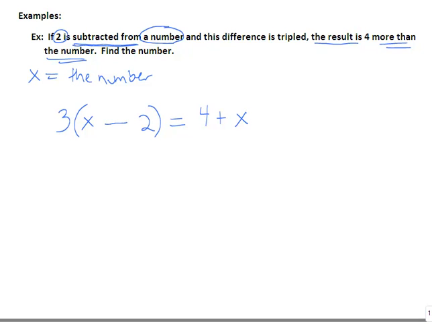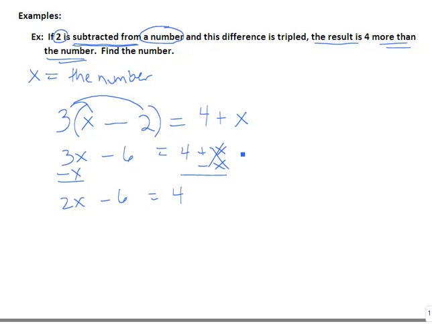Now we want to solve it. To solve this linear equation, we've got some parentheses, and we want to get rid of them. So I'm going to distribute my 3 across the parentheses. That gives me 3x minus 6 equals 4 plus x. Now I want to get my x's together on the same side of the equation, so I am going to subtract x from both sides. That way I have 2x minus 6 equals 4, and these will zero out.